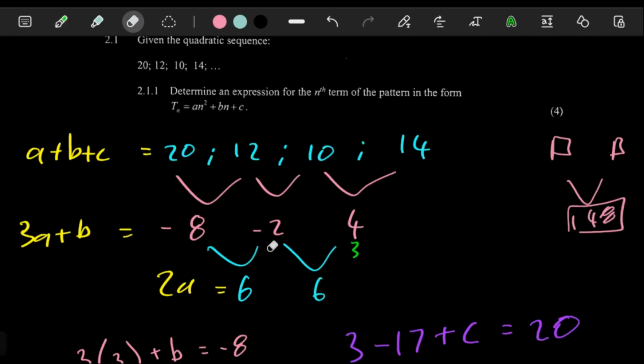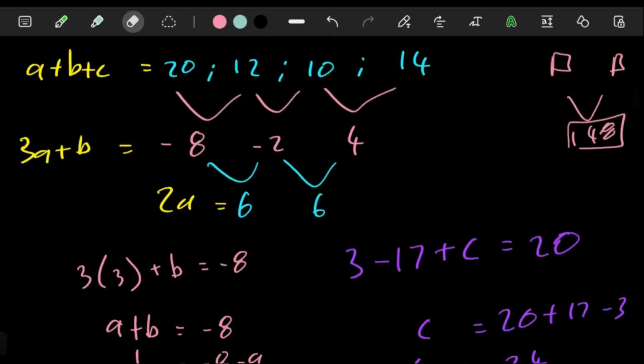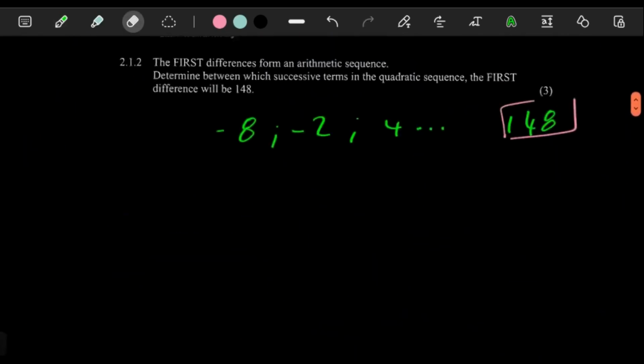That's the logic we're going to use behind finding out what position this is. We'll be able to say it's between this term and this term. So finding out where 148 is in this sequence is easy because it's an arithmetic sequence. In this arithmetic sequence, what we already know is that the common difference is 6. So what we want to find out is the position of 148. So our actual term is 148.